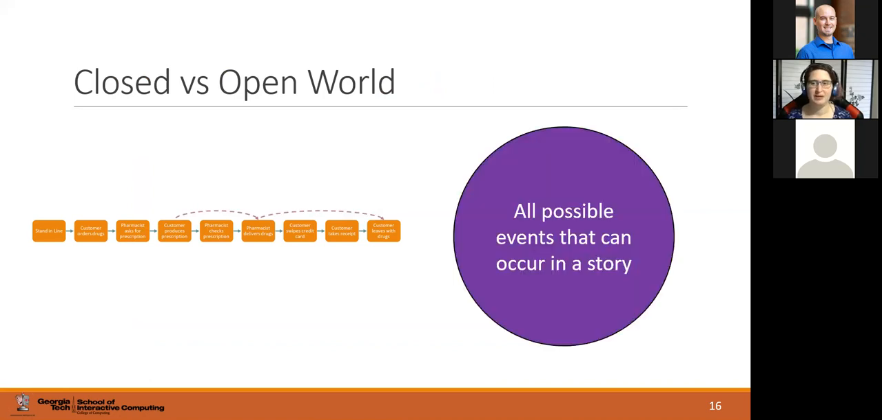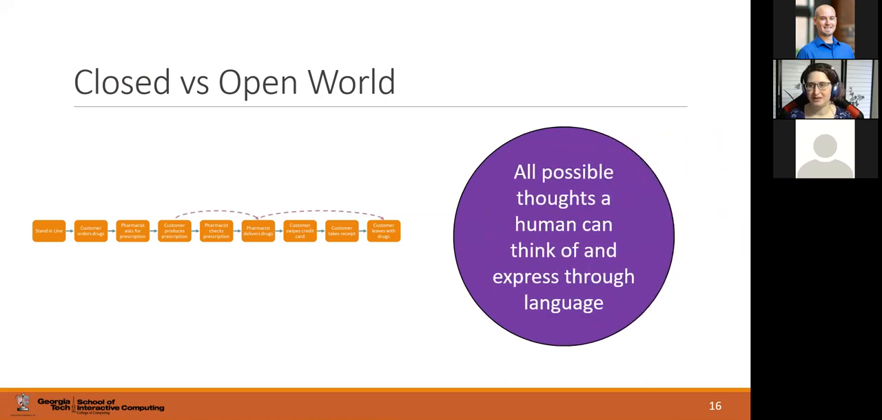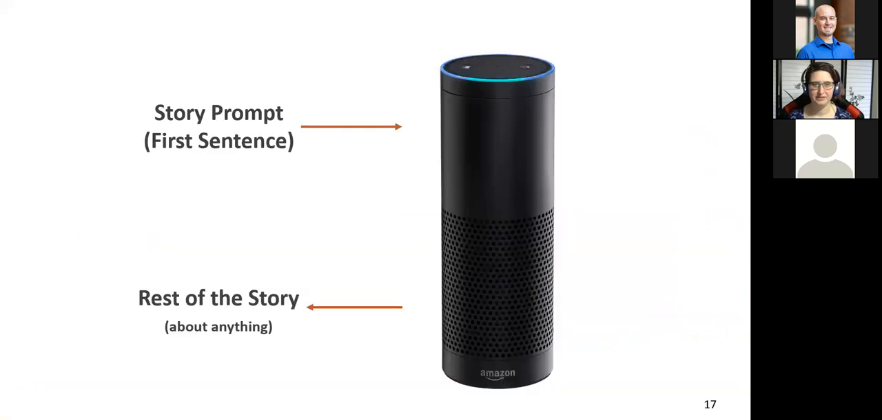In comparison, I would like to create stories that are open world, where the set of all possible events that can occur in a story is the same as the set of all possible thoughts that a human can think of and express through language. Or in other words, I have a story prompt, the first sentence of the story, and I talk to my favorite voice agent, and it tells me the rest of the story about anything.